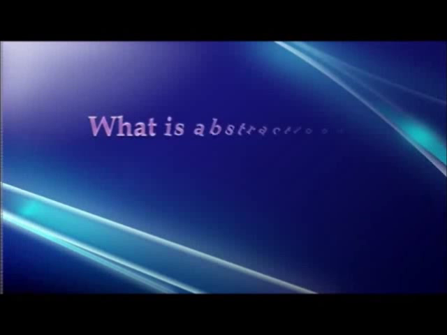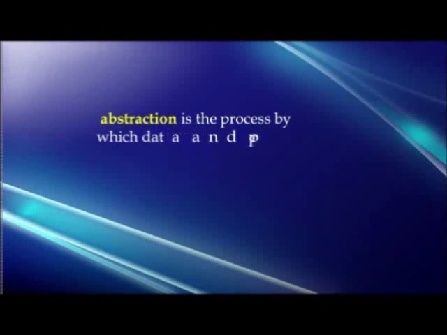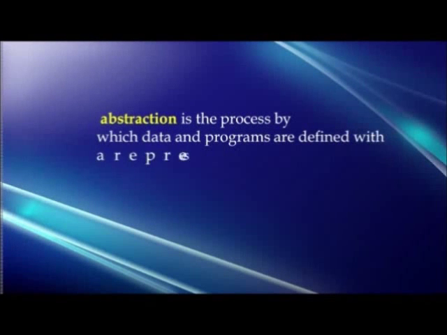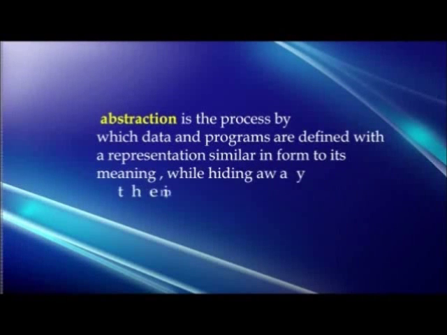What is abstraction? Abstraction is the process by which data and programs are defined with a representation similar in form to its meaning, while hiding away the implementation details.